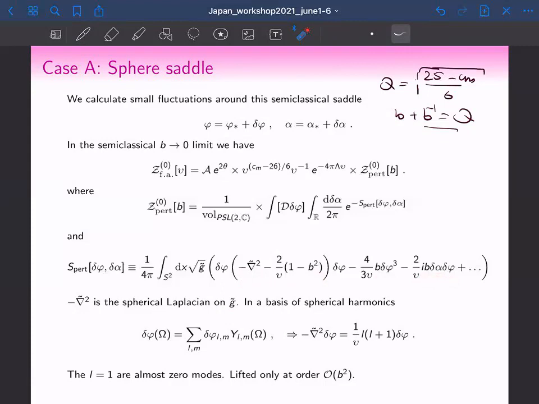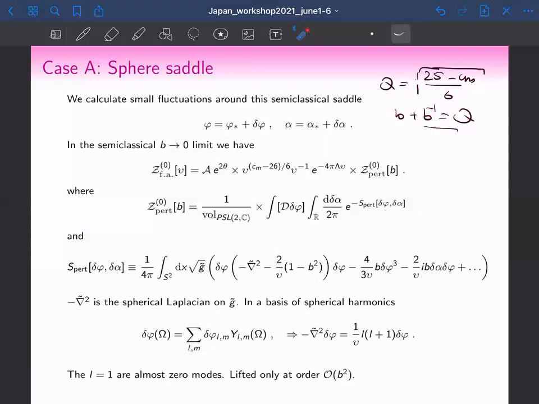And what we can do now is that we are on a sphere. So a complete basis on the sphere is the spherical harmonics. So we can expand delta phi in terms of the spherical harmonics. And these then obey the following eigenvalue equation. So the eigenvalues of the spherical Laplacian are basically the following quantities over here. The upsilon here appears because this is the Laplacian on G tilde, and so it also has an upsilon, just to match all the dimensions.